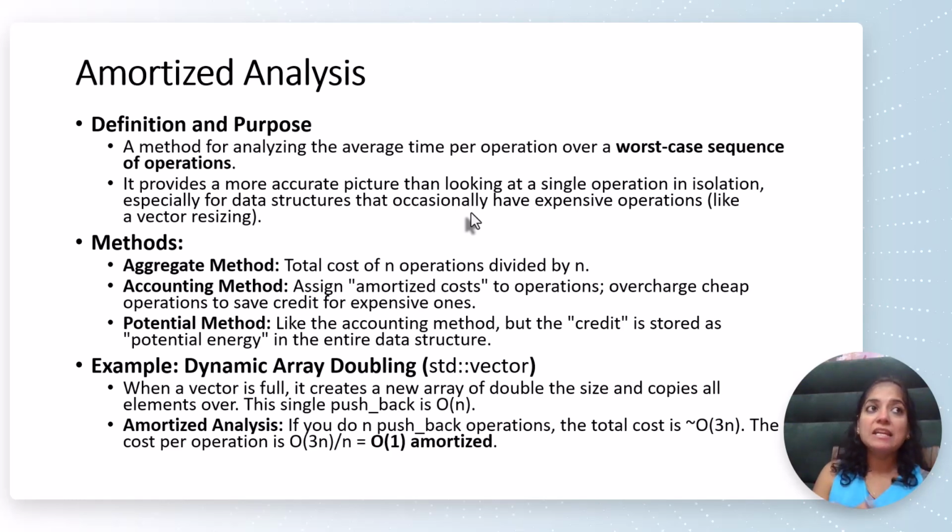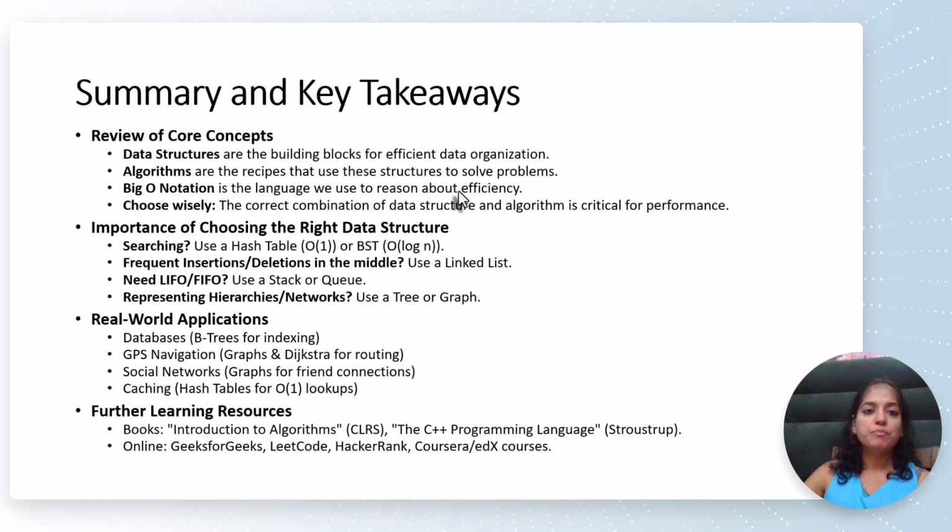As we said, in case of vectors, once the vector gets full, it gets resized to double. So that is included, and we try to calculate the average time. The methods are the aggregate method, accounting method, and potential method. Examples are dynamic array doubling, where amortized analysis is big O of one.